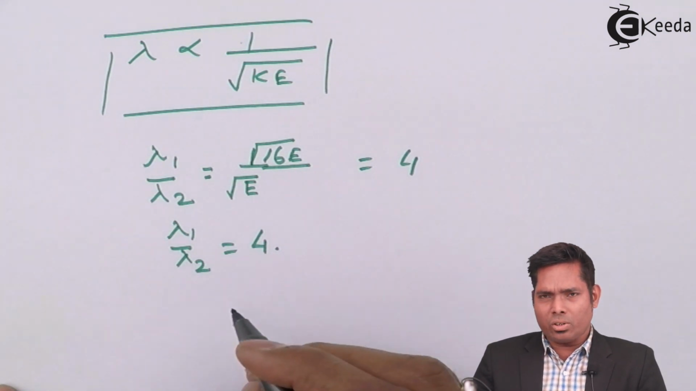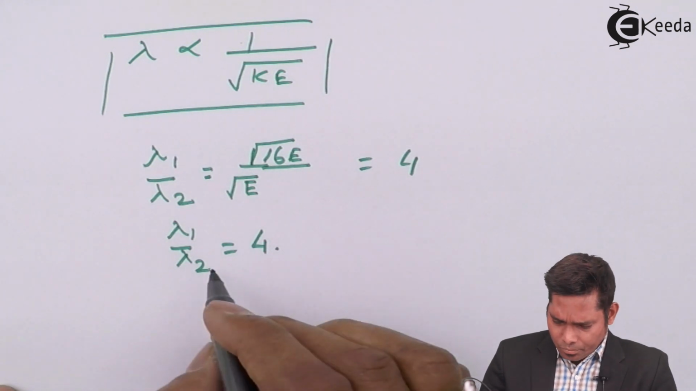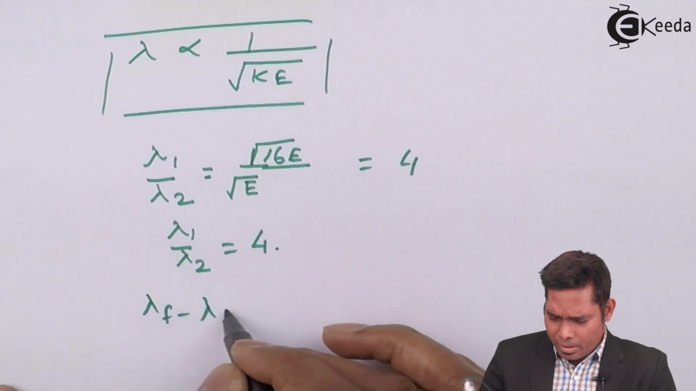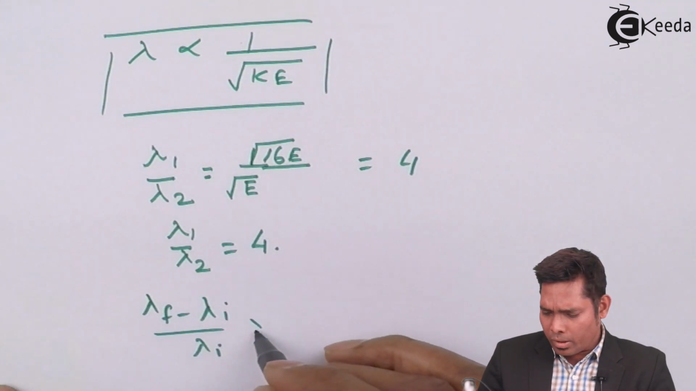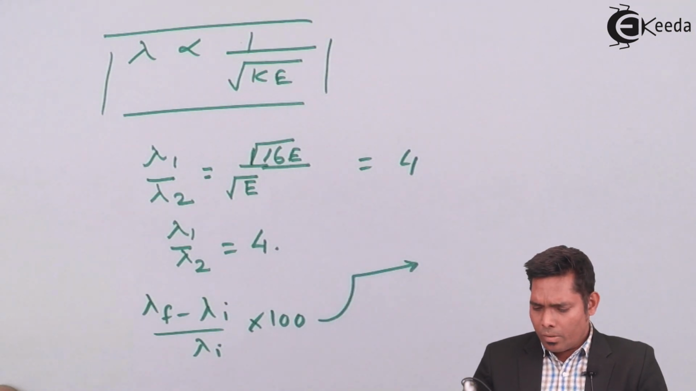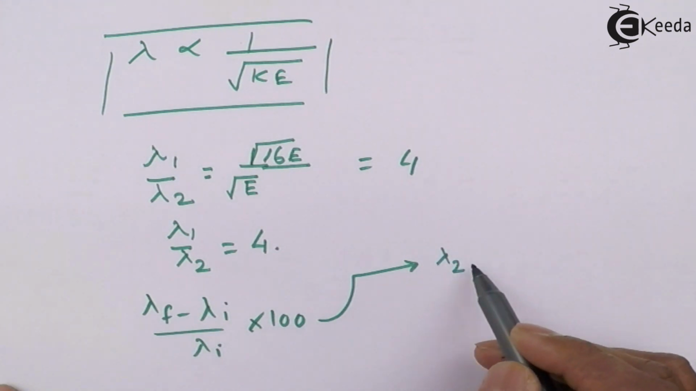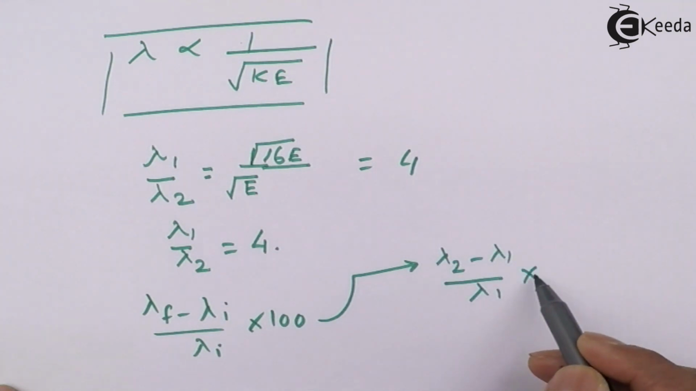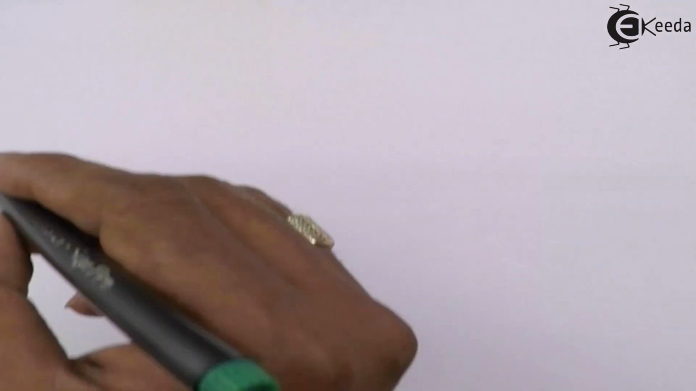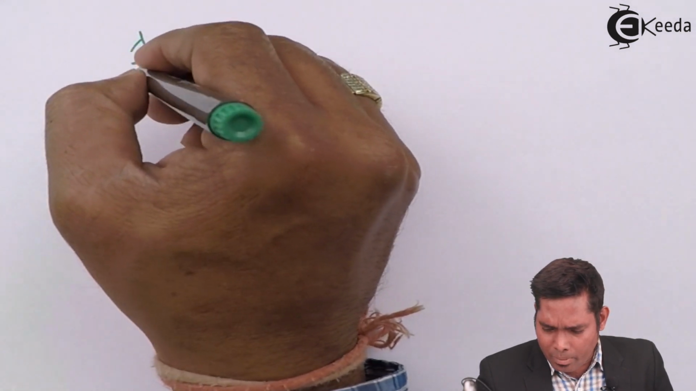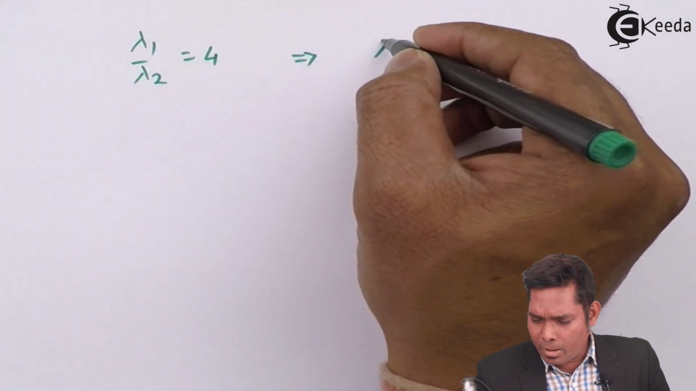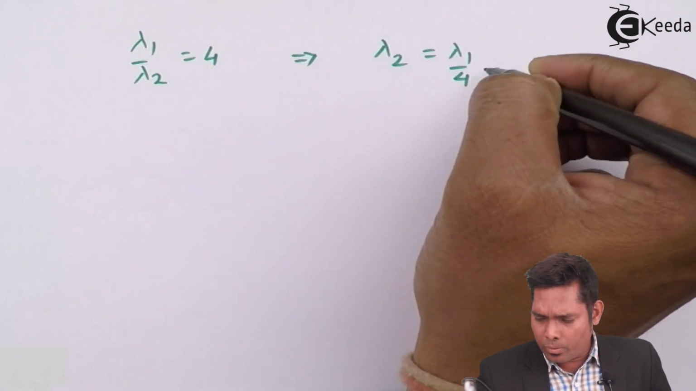What is the percentage change? You can see that the percentage change is the final lambda minus initial lambda divided by initial lambda into 100. This is the way to find it. Final lambda is lambda 2, that is lambda 2 minus lambda 1 divided by lambda 1 into 100. Lambda 2, we got lambda 1 over lambda 2 equals 4. So that implies lambda 2 is lambda 1 divided by 4.